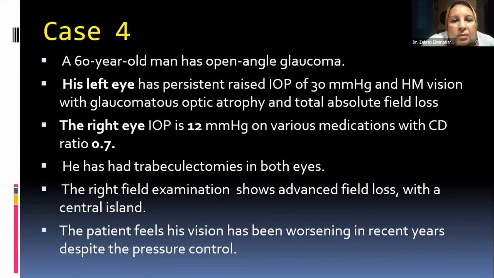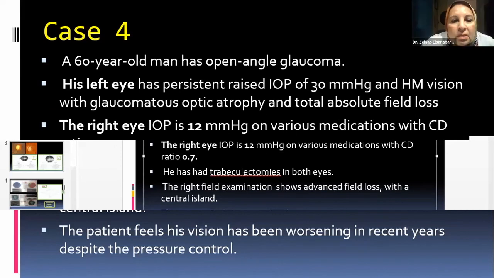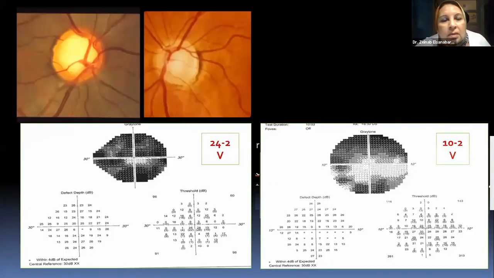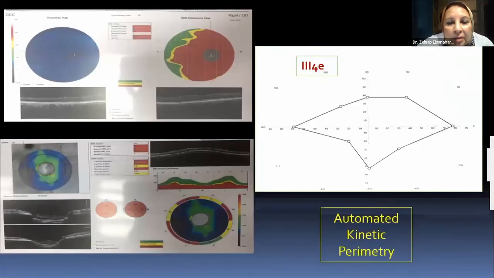His right eye is 12 millimeters of mercury on various medications with a CD ratio of 0.7, knowing that he had trabeculectomies in both eyes. And the right field examination shows advanced field loss with a central island. And the patient is feeling that he has worsening in recent years despite this pressure control. This is his optic disc looking and the visual field using the size 5, 24-2 and 10-2 and the kinetic perimetry. And the OCT with the floor effect and the total loss of ganglion cells.